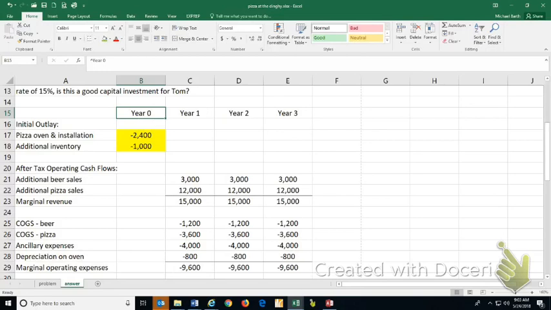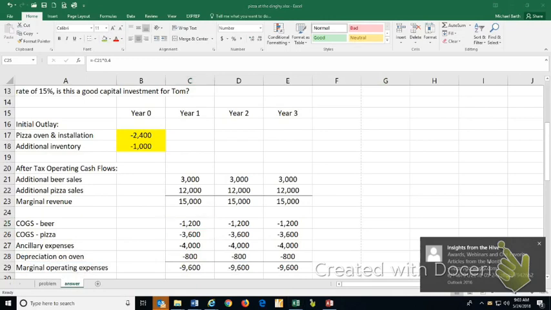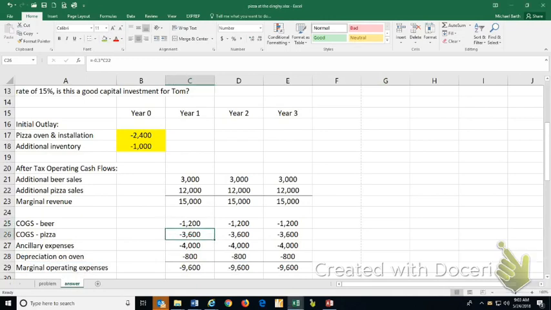Now that marginal revenue, we have to recognize the expense. The cost of goods sold for beer is 40%, so 40% of $3,000 means that he's going to have to spend $1,200 in order to get the additional $3,000. The pizza has a 30% cost of goods sold, and that's as he's taking it out of the inventory, he replaces it in the inventory, but about 30% of the $12,000 goes to paying for the cost of goods sold for selling the actual pizza. So that's negative $3,600, basically negative 0.3 times the revenue.